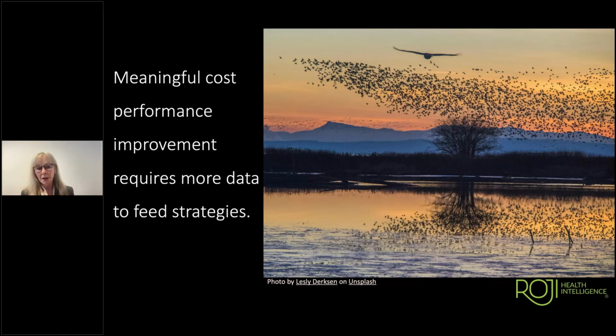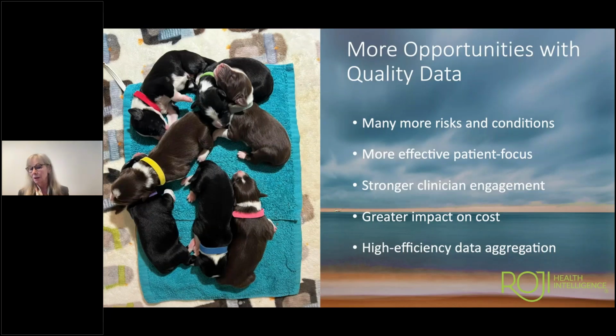If you're going to do really meaningful cost performance improvement strategies, you need a lot more data to feed that. So you need a wealth of information to populate all of the different indicators that you will be tracking as far as patient status. And those give you a lot more opportunities to do quality projects. There'll be more risks, more conditions, more effective patient focus, and stronger clinician engagement because you can present something that's relevant to clinicians. And you will also be able to make a higher efficiency data aggregation operation. You're not picking and choosing. You're not using staff to do it. You're using electronics to gather all of the data on the quality side from EHRs and port it over to a database that can be manipulated.